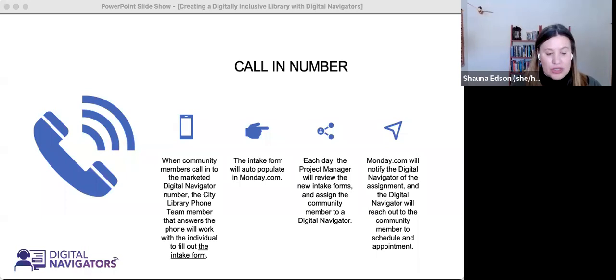So if there were language needs there, or a specific type of skill that we knew a digital navigator was really strong in, we would connect that person to the digital navigator. And then our software would automatically notify the digital navigator of the assignment, and the digital navigator would reach out to the community member to schedule an appointment.